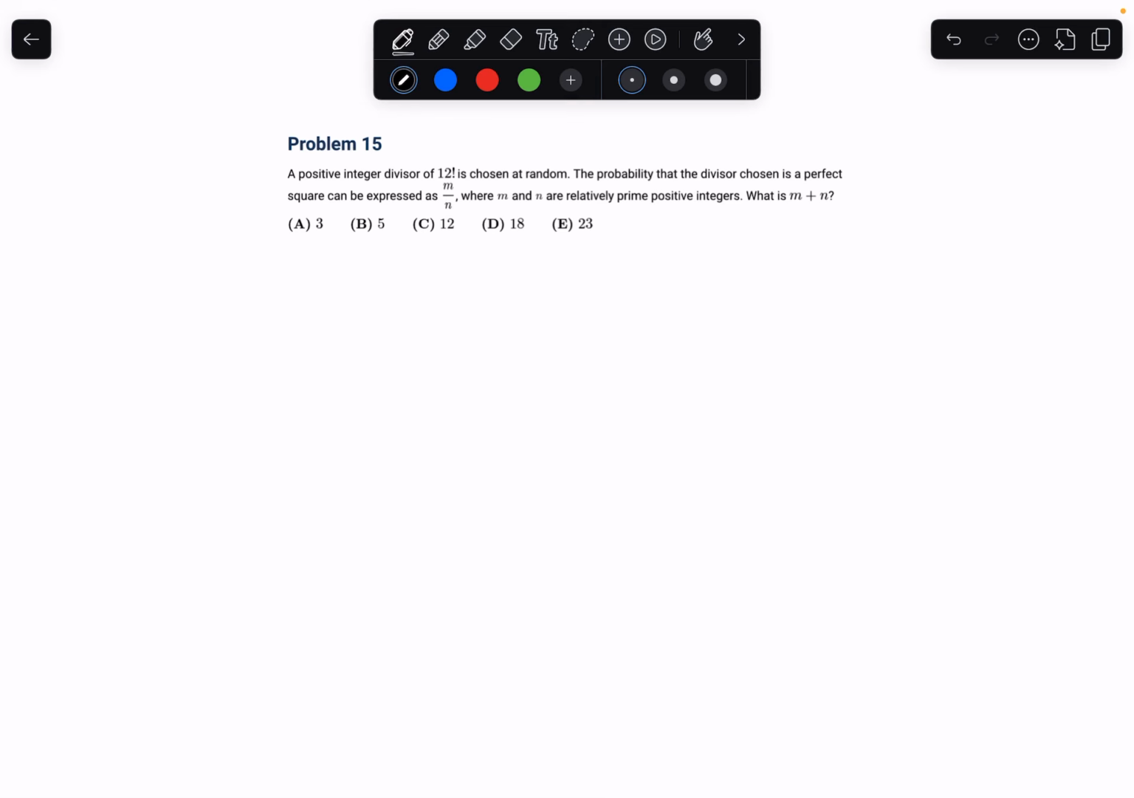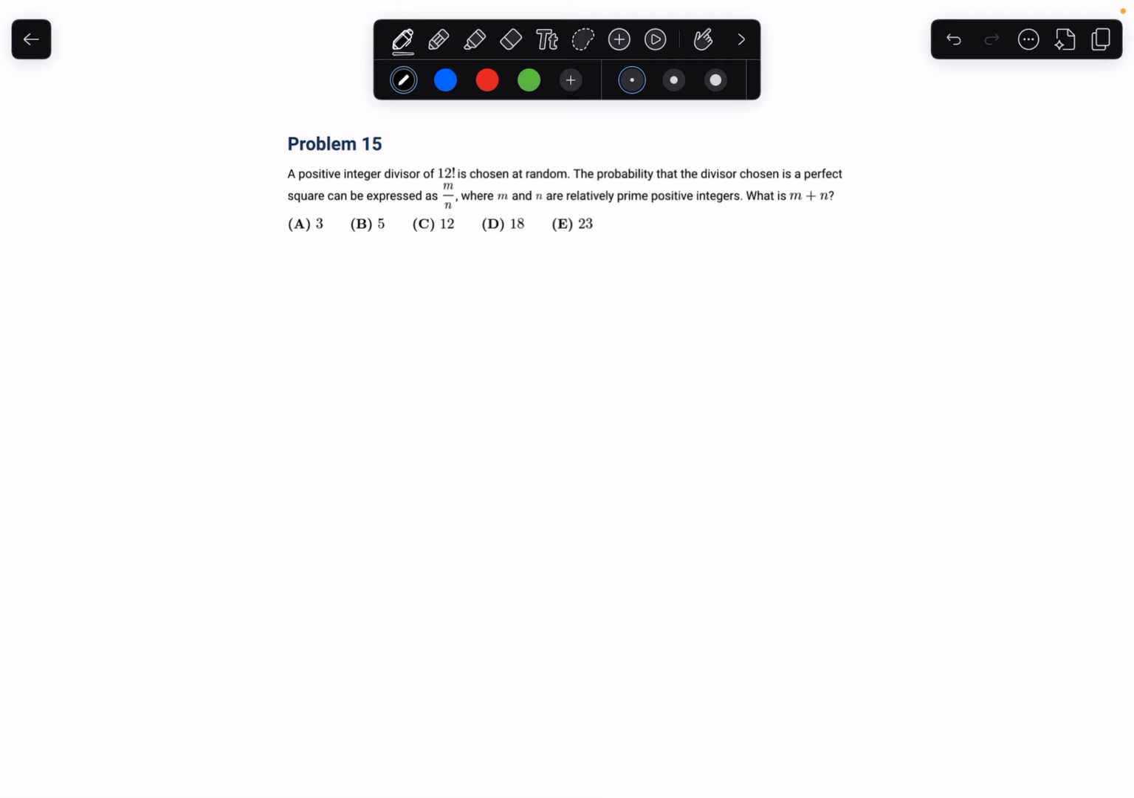So the key to this problem is finding a prime factorization of 12 factorial. After that, it isn't all that difficult. Obviously you could do this tediously by testing and adding up every single power, but when you're doing the AMC, you want to conserve time. So I'm going to show you a method using Legendre's theorem that is much more efficient and much quicker.